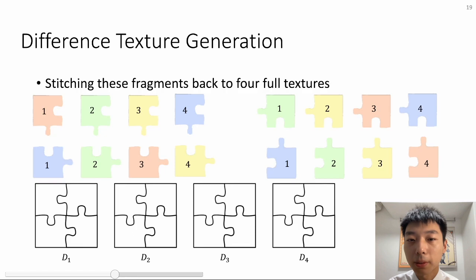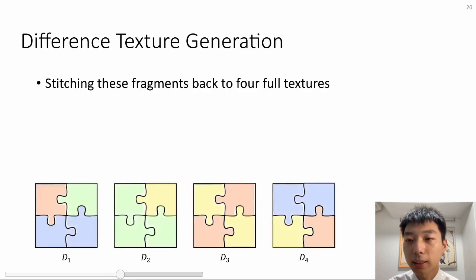Naively adding up the fragments with the same texture index will lead to blurring of the texture around the border of the fragments. Hence, we optimize the combination of the fragments for each texture such that the adjacent fragments match together.